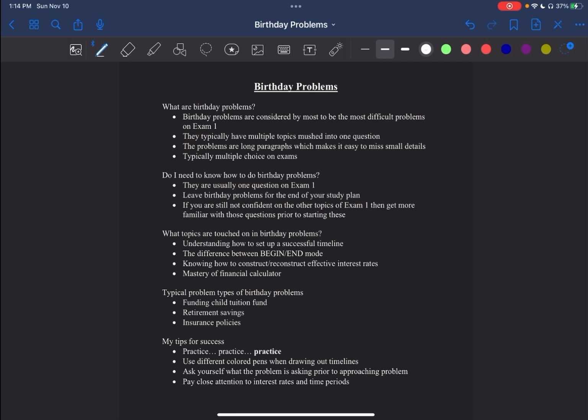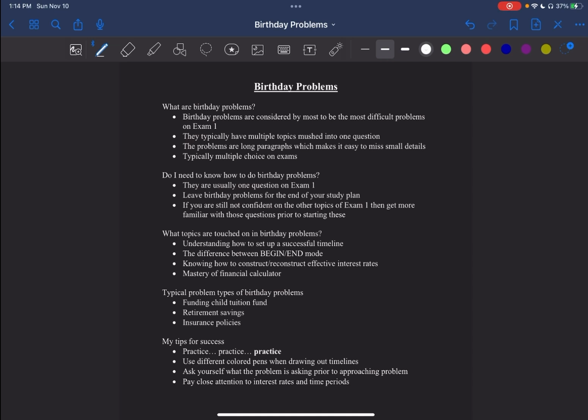And also, you're going to need to master your financial calculator. So that's knowing tips like the swap feature, cash flow register, knowing how to go between begin mode and end mode. Stuff like that is going to be essential in getting these questions right.